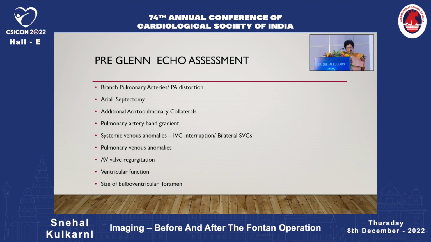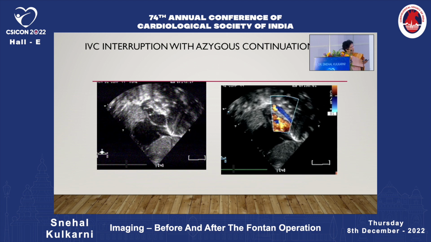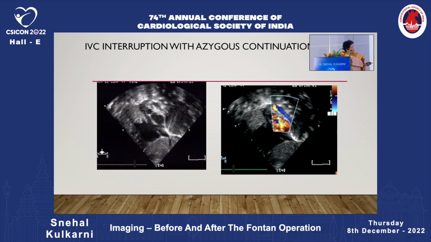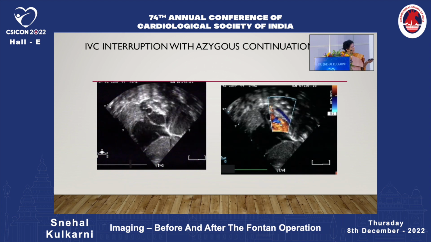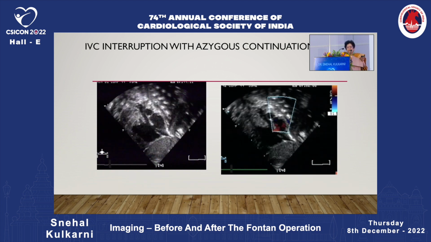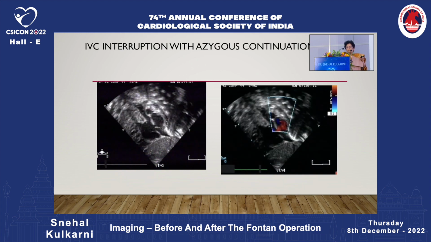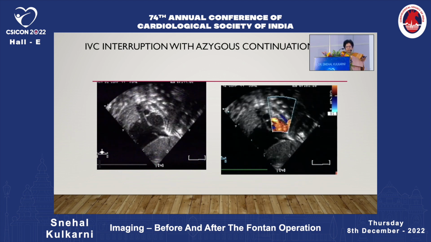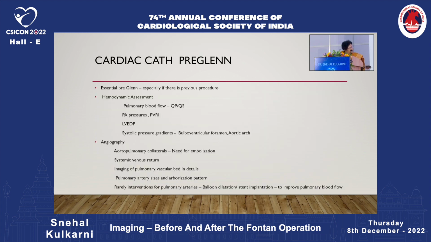Pulmonary venous anomalies, again degree of AV valve regurgitation, ventricular function, and size of bulboventricular foramen. So this is the echo, subcostal view, which shows that the IVC is interrupted and it's going up as an azygous continuation. It needs to be seen very carefully because this patient should undergo, or will undergo, a procedure called a Kawashima procedure, and needs to be defined carefully.